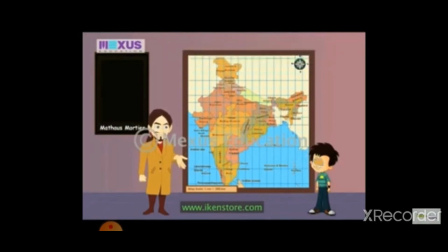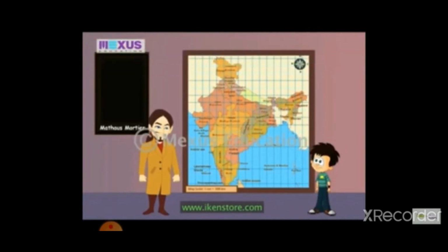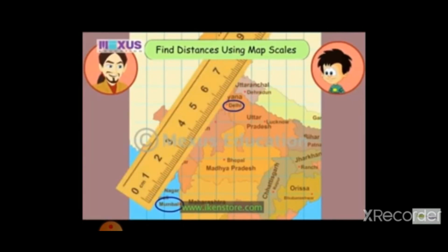Okay. We need the help of the map scale to find the distance between the two regions. Oh. In short, we can say that map scale is the relationship between a unit of length on the map and the corresponding length on the ground. Okay. JC, this scale is so accurate that you can even find out the distance between two cities using it. Can we find the distance between Mumbai and New Delhi? Sure, JC. Before that, let's find the distance on the map using this ruler. You have to place the ruler in between the two cities and find out the distance. The distance is 6 centimeter on the map.